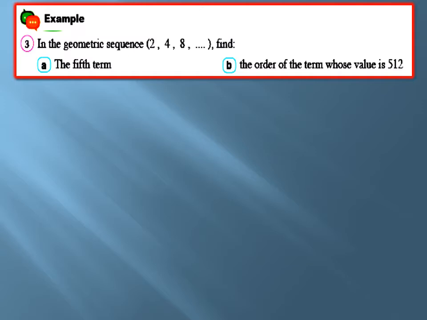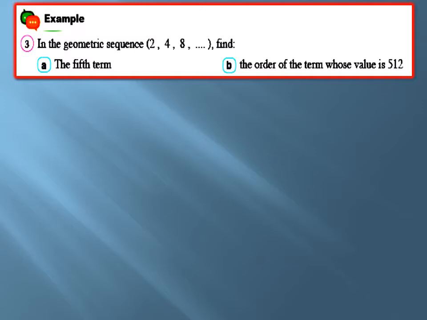The order of the term may be first, second, third, fourth, and so on. It must be a positive integer, but the value of the term may be any number, positive, negative, or fraction, and so on.